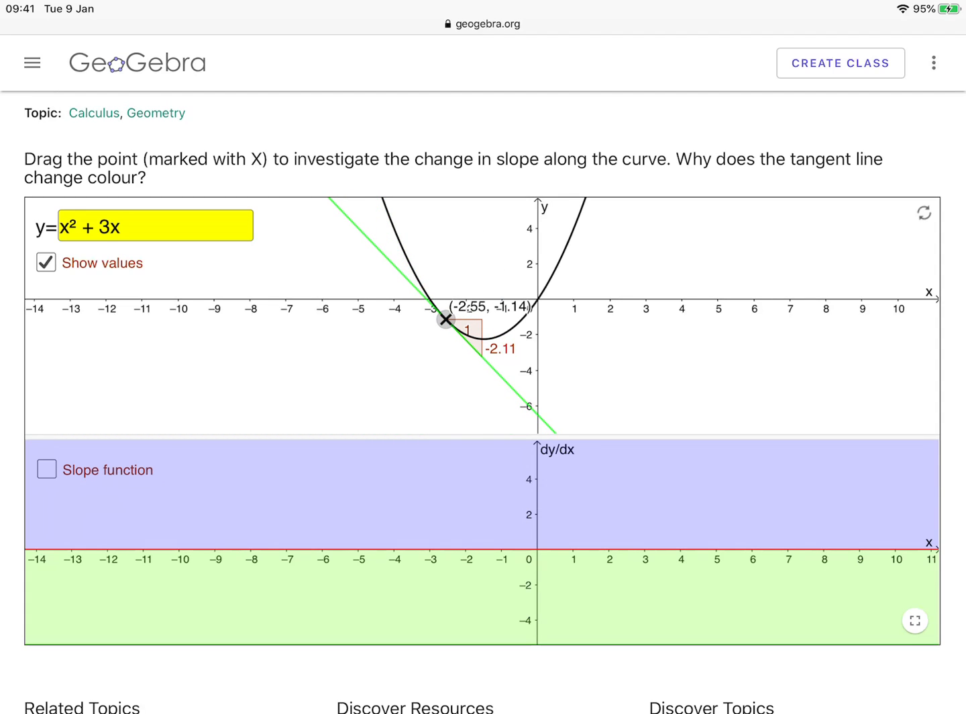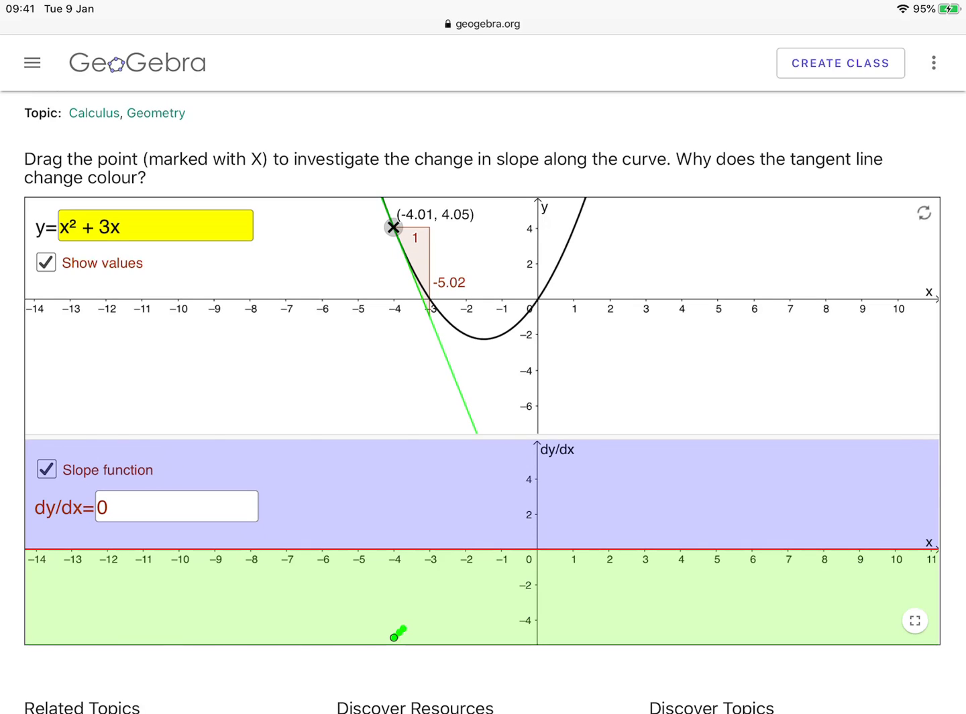So then we need to think, how can we draw this? That's where the second bit comes in, the bit that's in purple and green. If I put slope function here, ignore that it says dy dx equals 0. I'm not sure why it says that, but what it's going to do is start to plot the gradient against your value of x. Let's change it to a rounder value of x, so let's make it minus 4.